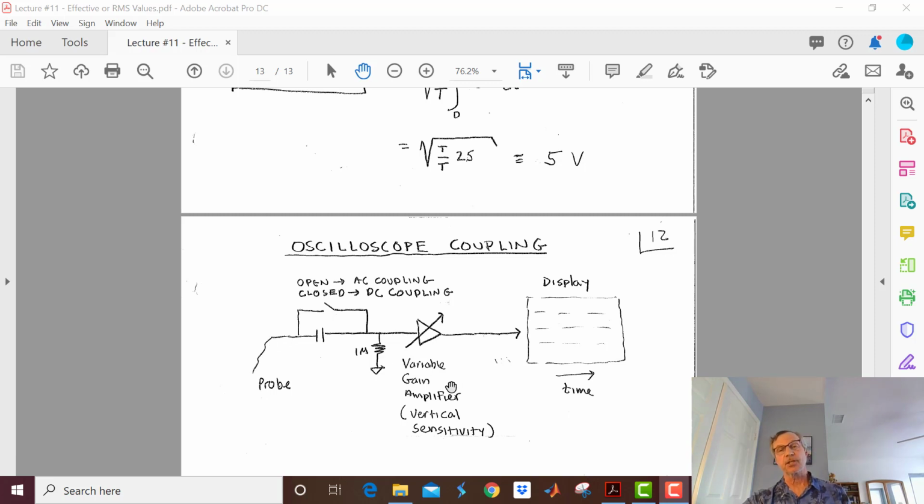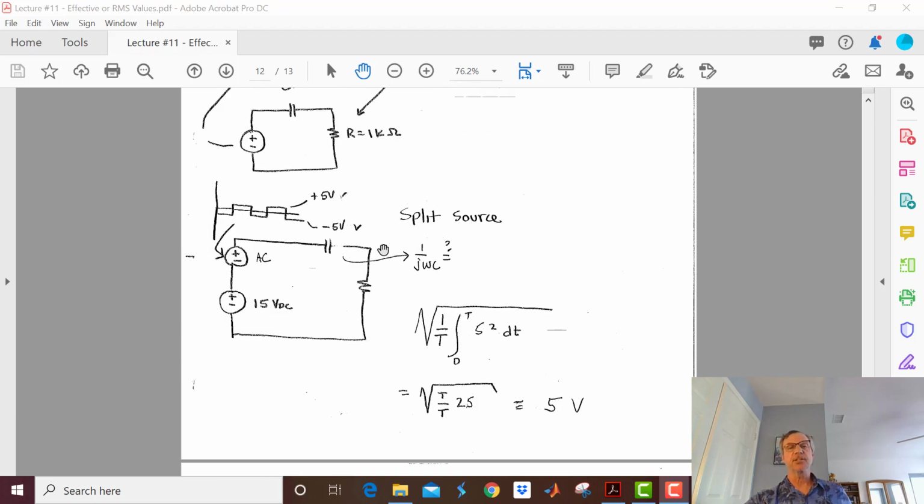And of course, what's an oscilloscope do? We have a variable gain amplifier. What's that? That's your voltage per division, right? If I raise the number of volts per division, then I'm going to make my signal get a little smaller. And if I lower the voltage per division, then it's going to get bigger. And I'm going to adjust this so that my signal gives me a nice display. And then the scope just displays it versus time. So the AC versus DC coupling, it just puts this capacitor in.